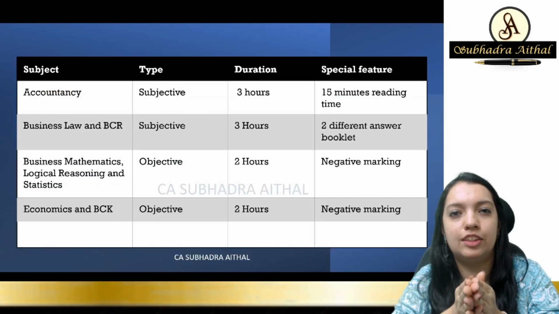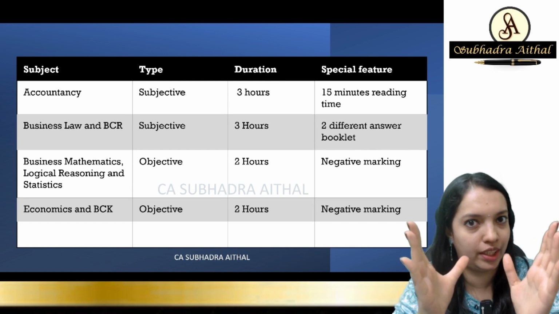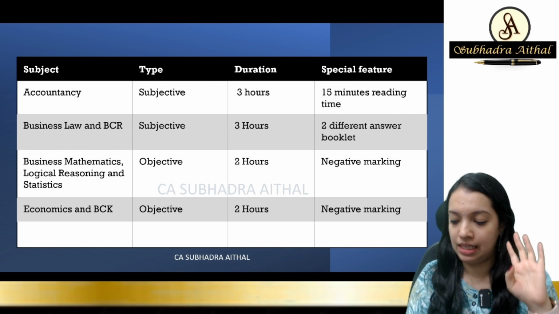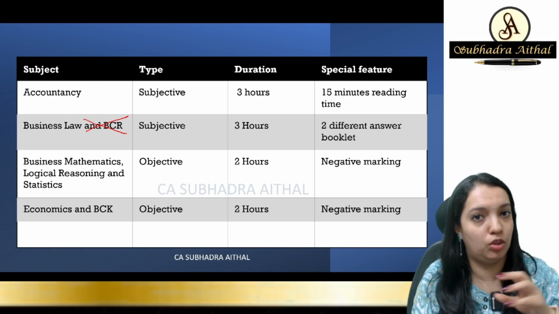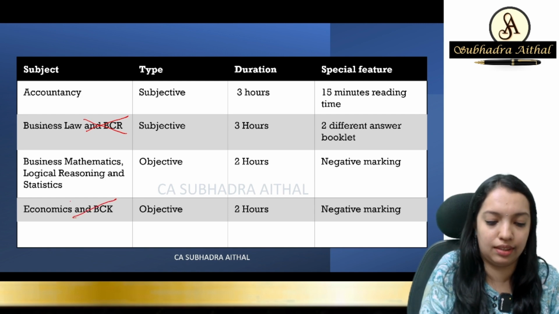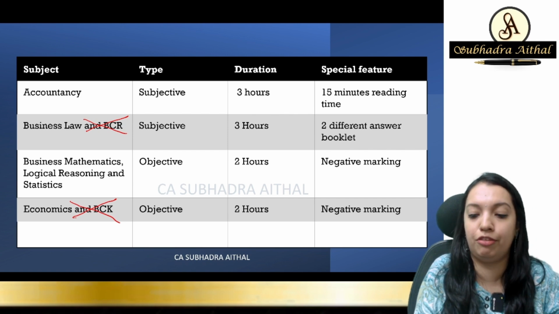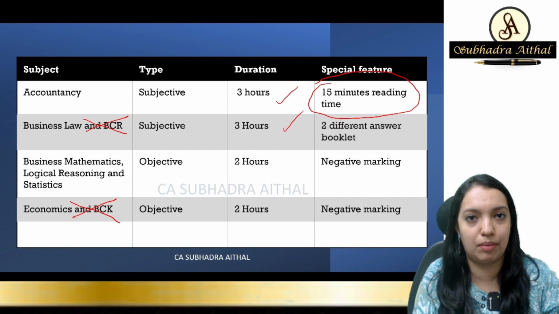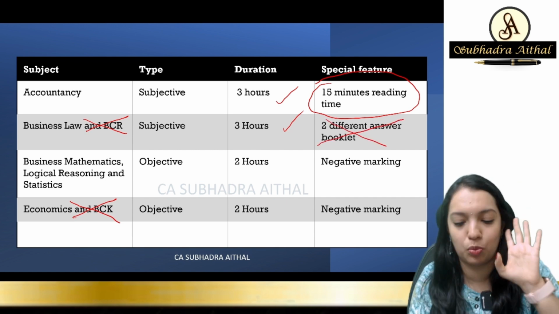If I have to discuss the overall examination of CA Foundation, it comes for total 400 marks. In order to pass the examination, you should score 200 marks. In subject 1 and subject 2, there is some change, no BCR. In subject 4, there is a change, no BCK part. In subject 1 and subject 2, they give 15 minutes extra reading time for you, and also it is a 3 hour examination. Right now 2 booklets will not be provided. Business law is just one subject.